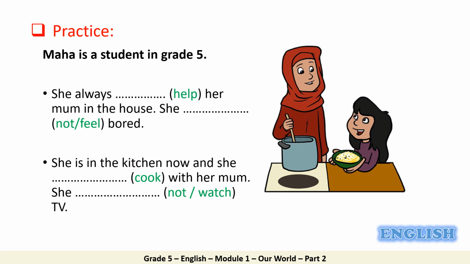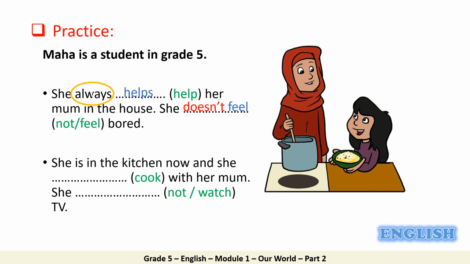Okay, let's check. Maha is a student in grade 5. She always helps her mom. Why did we add an S at the end of the verb? Good job, because it's in the present simple tense. How do you know? Yes, because of the keyword always. Excellent. Let's continue. She doesn't feel bored. This is the negative form of the present simple. Great. Let's see the second part.